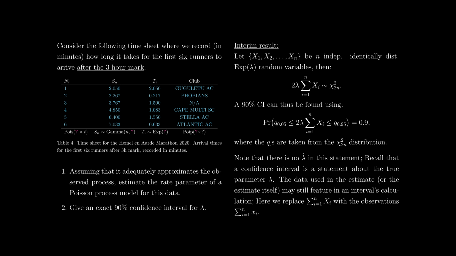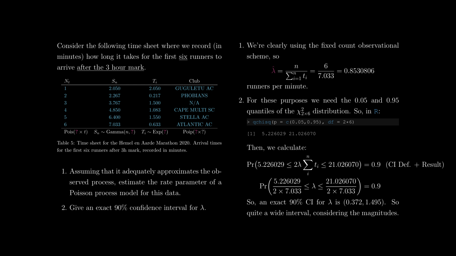Cool. So we go back to our calculation, and for our particular application, we need to evaluate the 0.05 and 0.95 quantiles of the chi-squared distribution with 12 degrees of freedom. So 2 times 6. In R, we calculate that as qchisq. We give the probabilities and the degrees of freedom, and we read those off as 5.22 and 21.03 roughly.